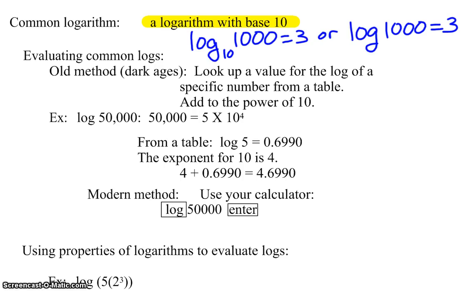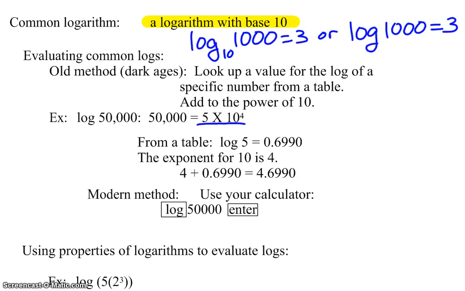In the old days, back when I was in high school, we had to do this using tables of values and scientific notation, because we didn't have calculators that had a logarithm button on them. So for example, if I were working the problem, the log of 50,000, the first thing I would do is rewrite that problem as 5 times 10 to the 4th power.